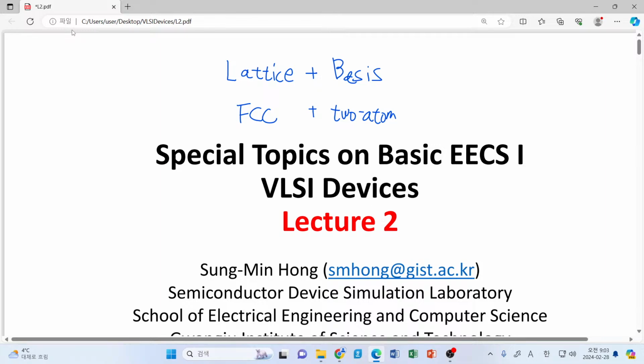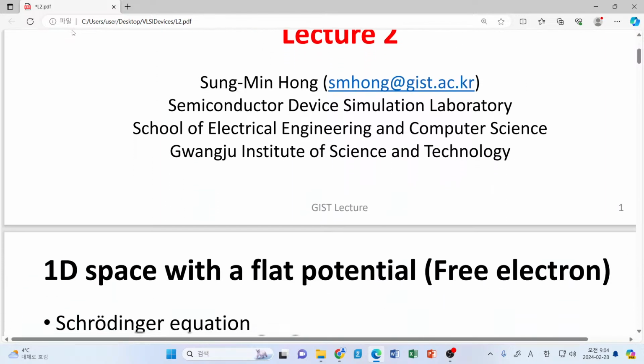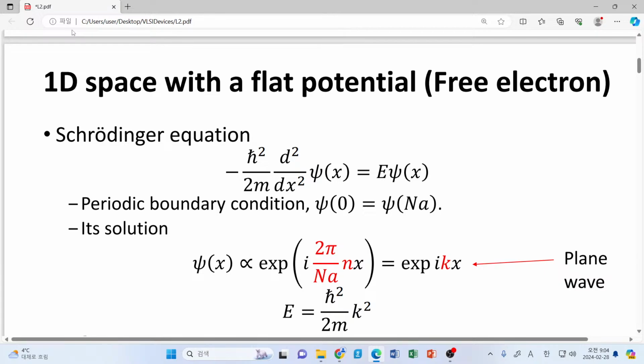The essential point of this crystal structure is its periodicity. So periodic atoms are placed in a periodic way. That is the most important one. So now let's go to today's lecture content.